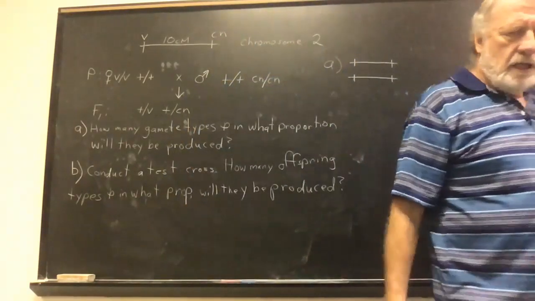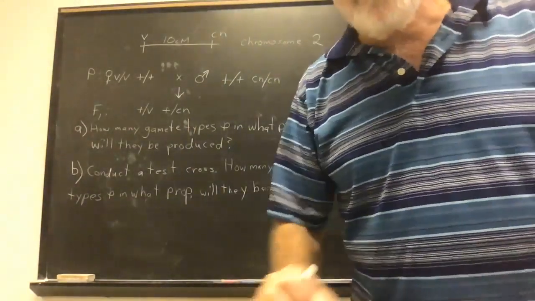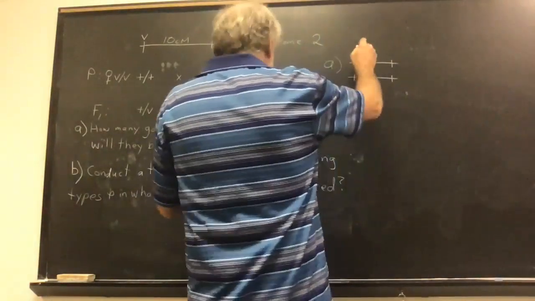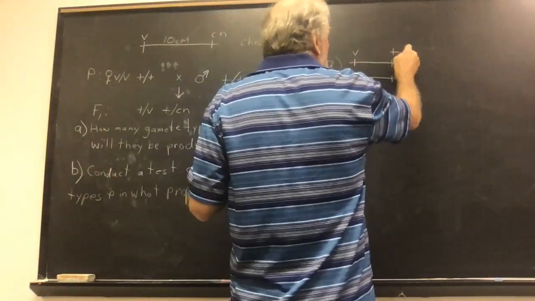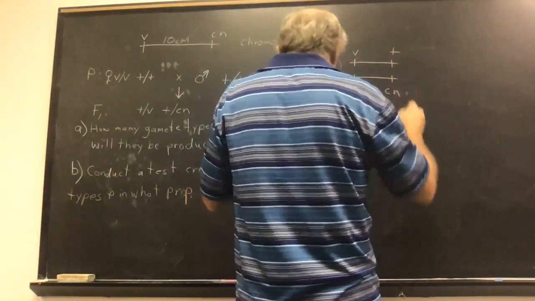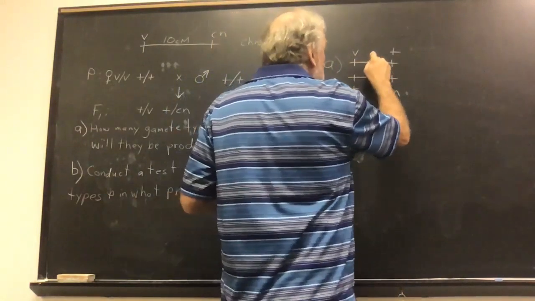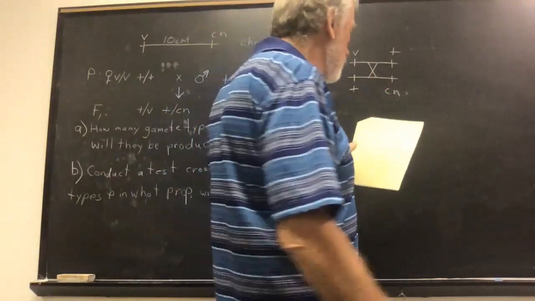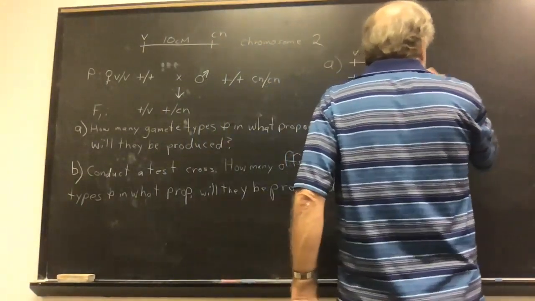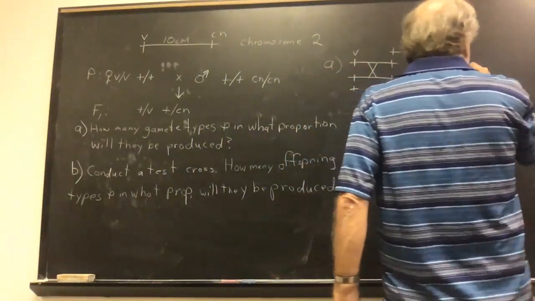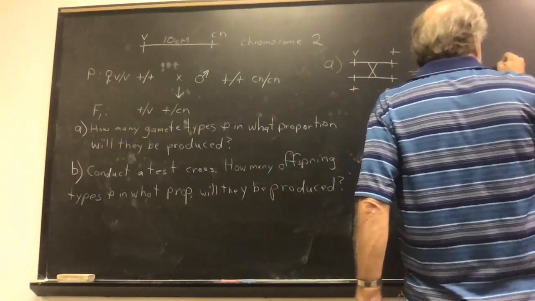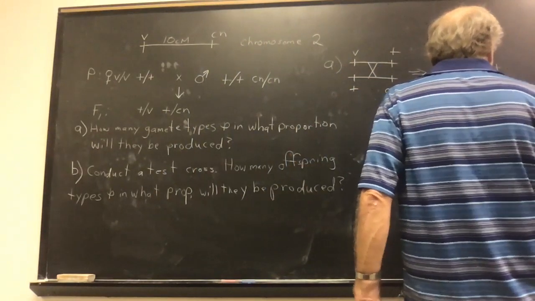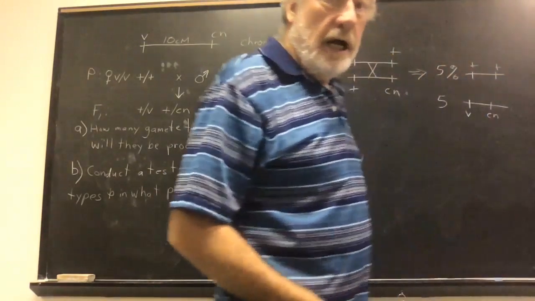So again, the horizontal lines represent parts of the homologous chromosomes, and the little cross hatches the genes. So we've got a vestigial chromosome and a cinnabar chromosome. And if there is 10% recombination between them, that means this happens 10% of the time, and this will yield then 5% wild type gametes, 5% vestigial cinnabar gametes. Those are the recombinants.